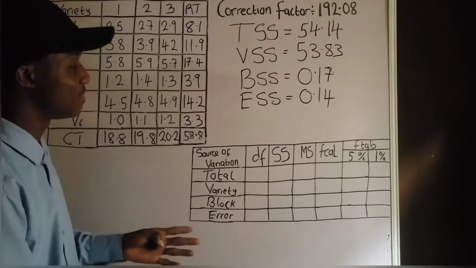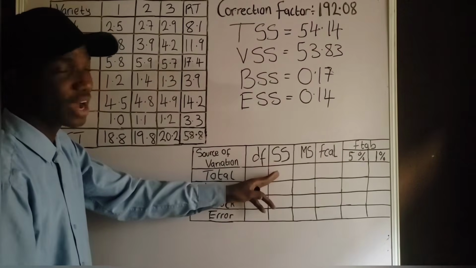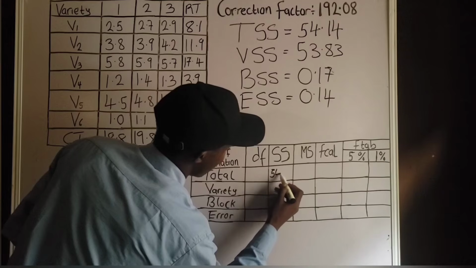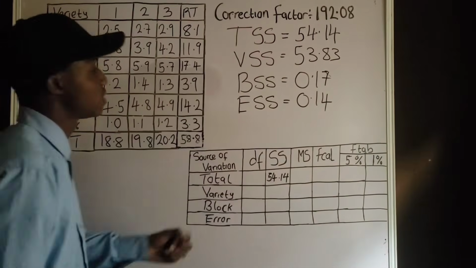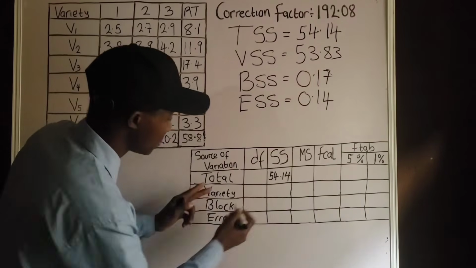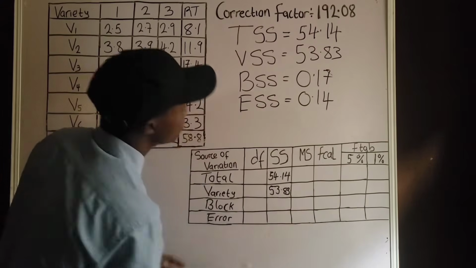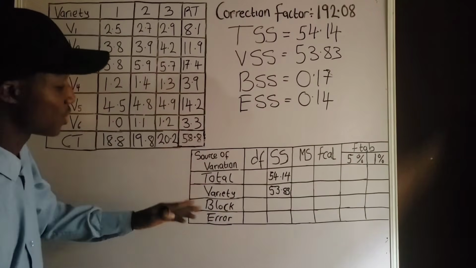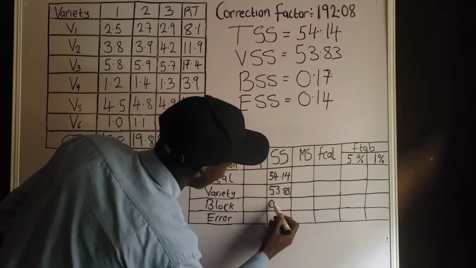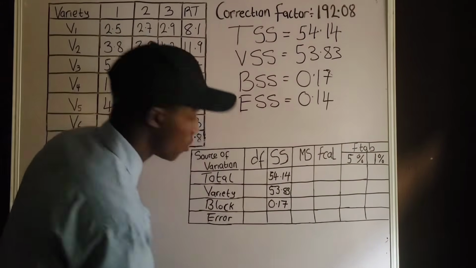Okay, now let's proceed. We have already calculated the total sum of squared. So the sum of squared for total, the value of this cell, will be 54.14. The treatment sum of squared is 53.83, so I'm going to have 53.83 here. Don't forget that the variety is also the same thing as treatment. Okay. The block sum of squared is 0.17, so I'm going to have 0.17 in this place. And the error sum of squared is 0.14, so I'm going to have 0.14 in this place.